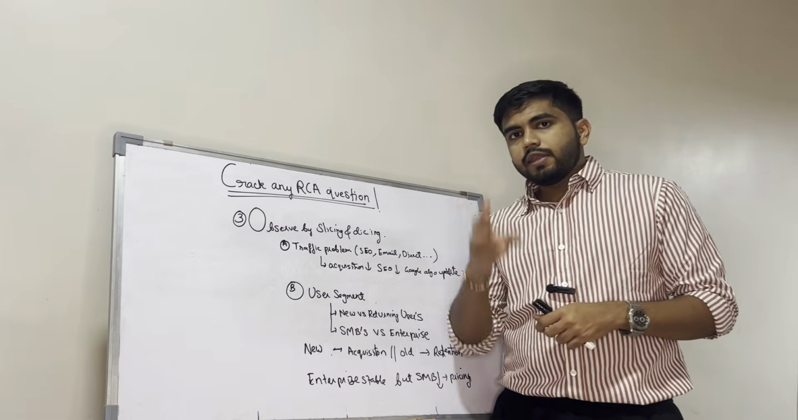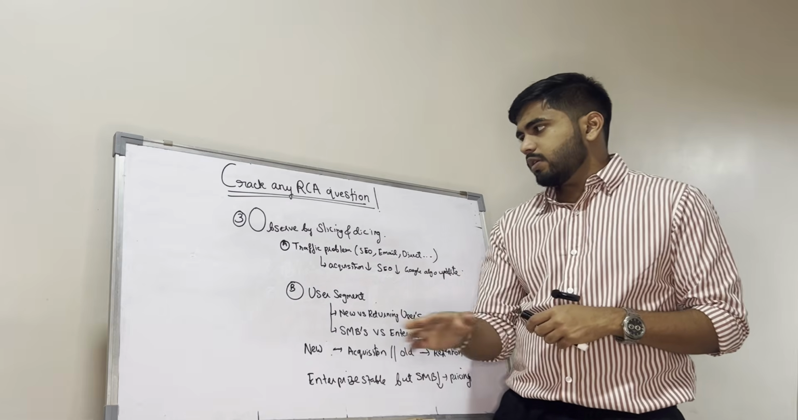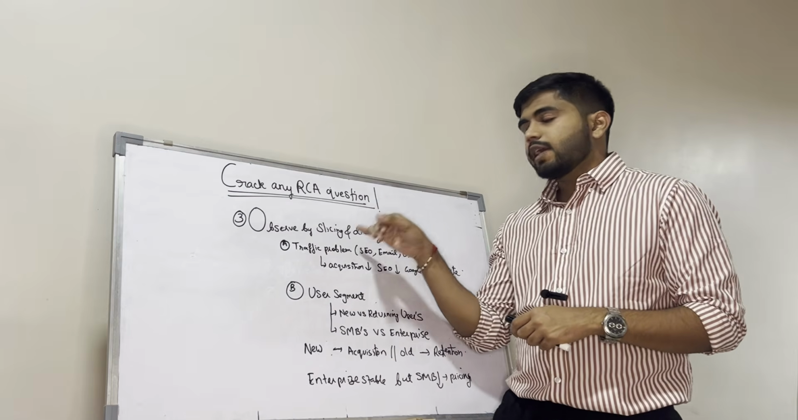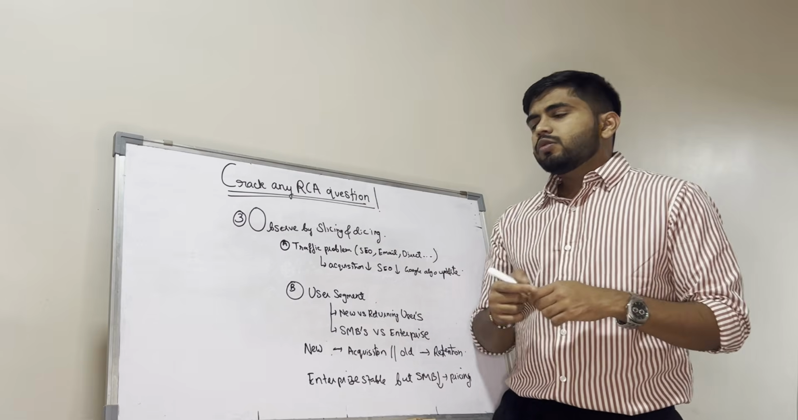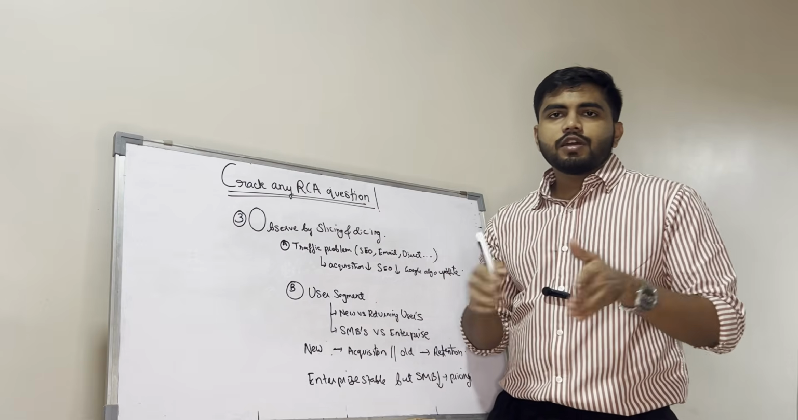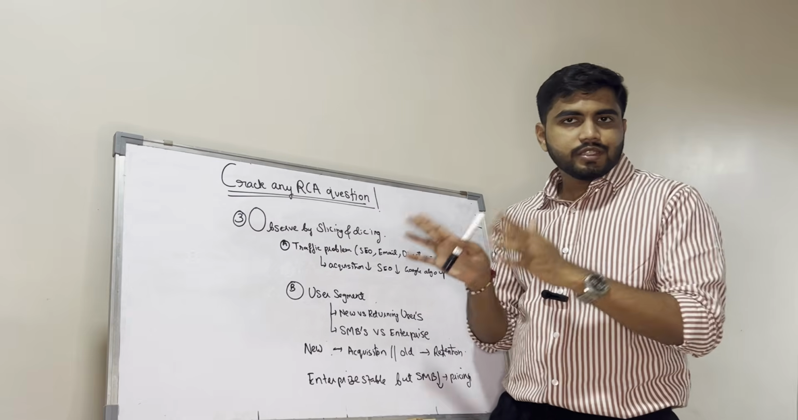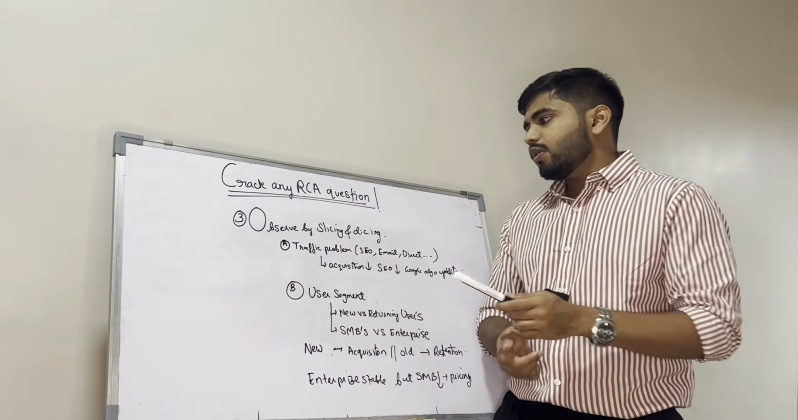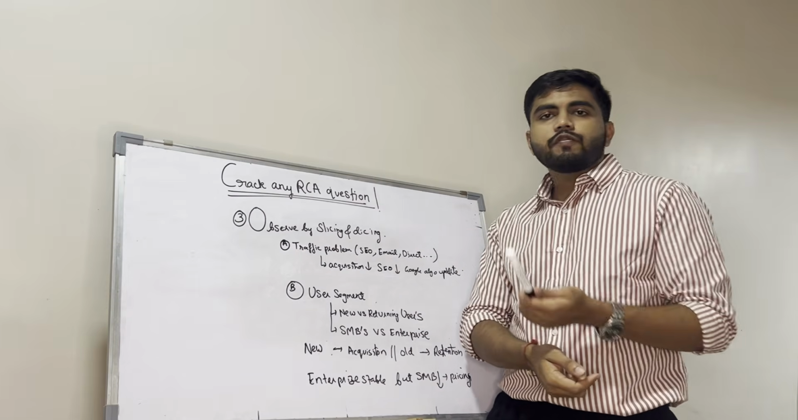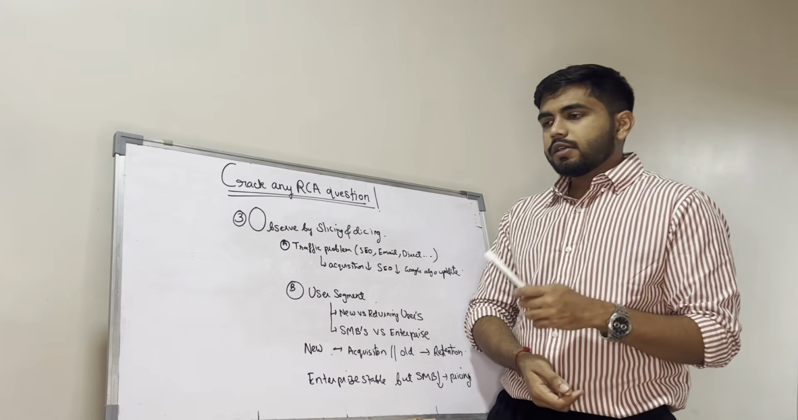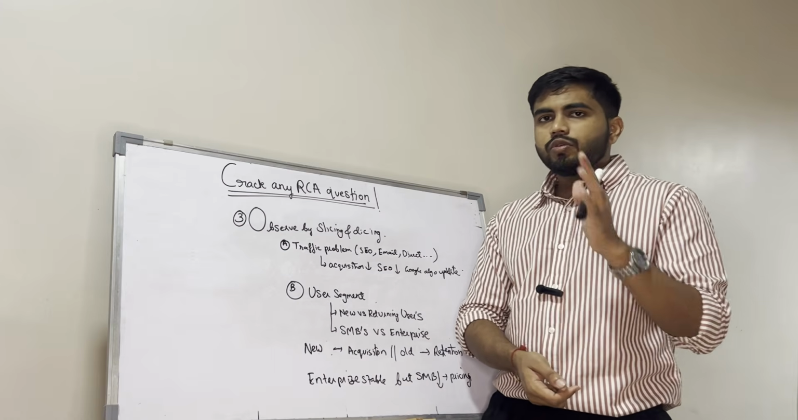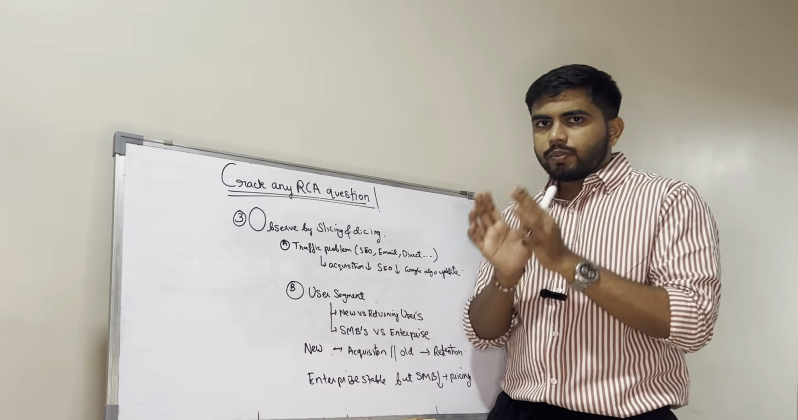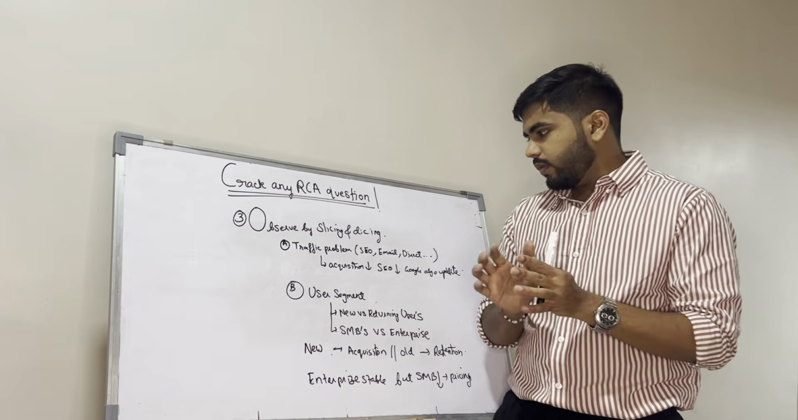Part three of cracking any RCA question is observe by slicing and dicing, the O for observe. This is the heart of the RCA. Whatever answer you get will come from this section. So what is part A? Part A is whether it's a traffic problem. Now where does traffic come from? It can come from SEO, from email, or directly. So you need to understand, regarding the product, where the traffic is going to come from.